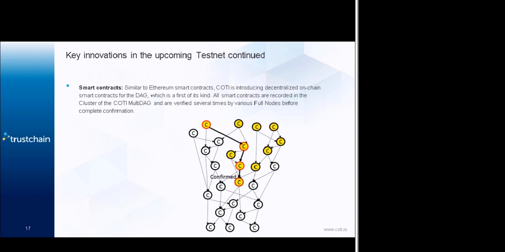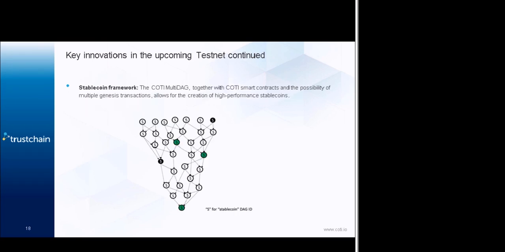The second concept is the smart contract. Similar to Ethereum smart contract, Coty is introducing a decentralized on-chain smart contracts for the DAG, which is first of its kind. And another very interesting concept is the stablecoin framework, and it will basically allow and offer a framework for issuing and handling stablecoin over a Coty network. The Coty multi-DAG, together with smart contract and the possibility of multiple Genesis transactions, will allow us to create high-performance stablecoin.